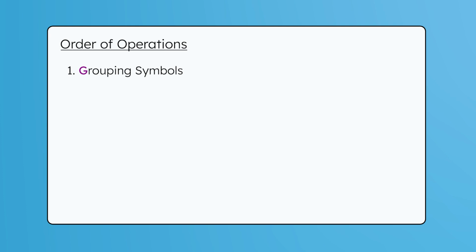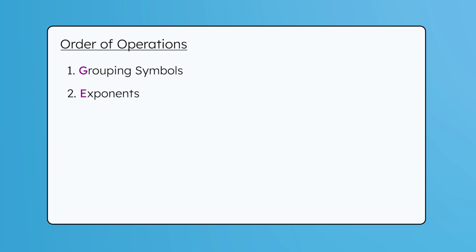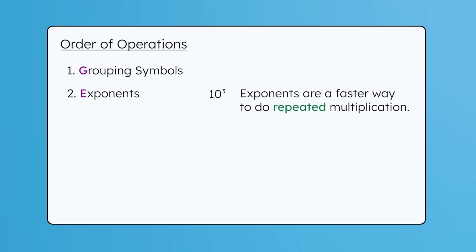First, we simplify anything inside grouping symbols, like parentheses. They tell us to focus on one part of the expression first and simplify it before doing anything else. Next are exponents, because they're a faster way to do repeated multiplication, but we won't be working with them with the order of operations in this course.